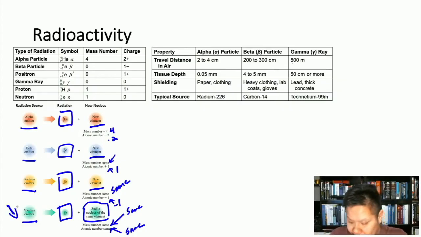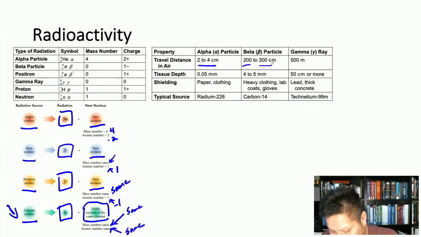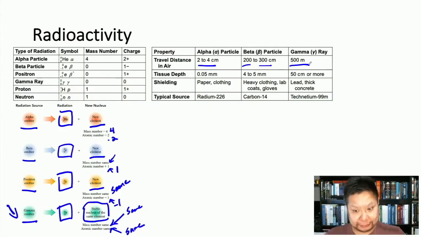So this other chart over here is just displaying the distance that different particles can travel. An alpha particle, like through the air, can go 2 to 4 centimeters, which is not very far. A beta particle can go about 200 to 300 centimeters, which is pretty far, but not that far. But notice that a gamma ray can travel 500 meters. So that's why you got to be super careful around gamma emitters. Usually these are, like I said, radioactive isotopes of elements.